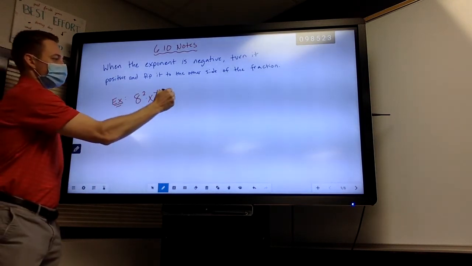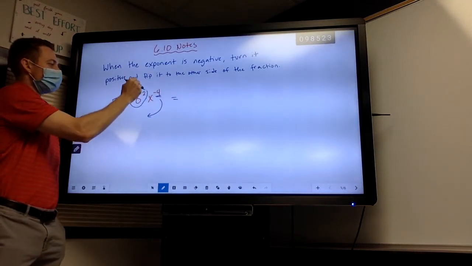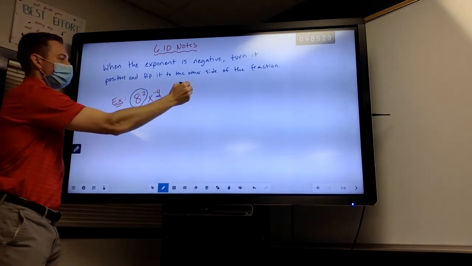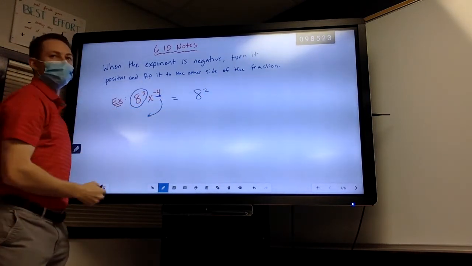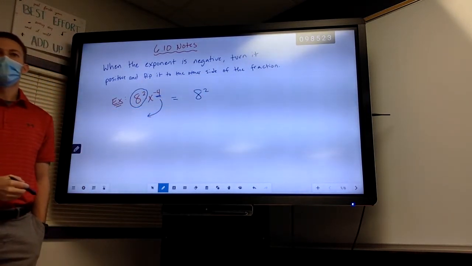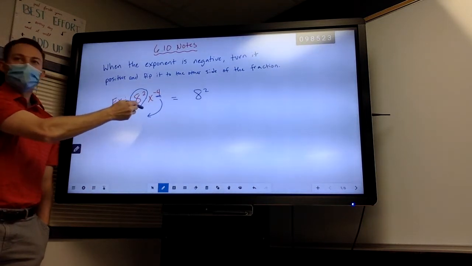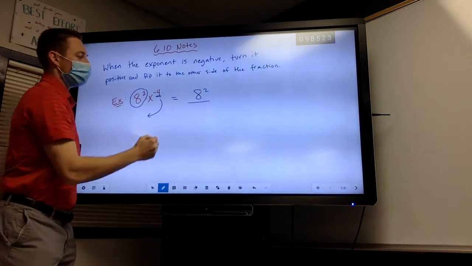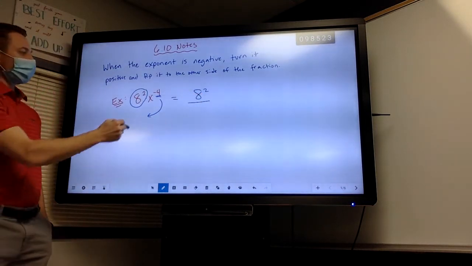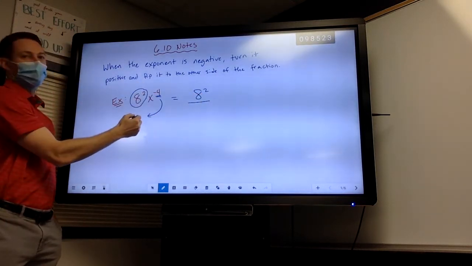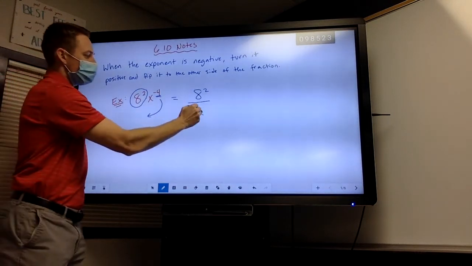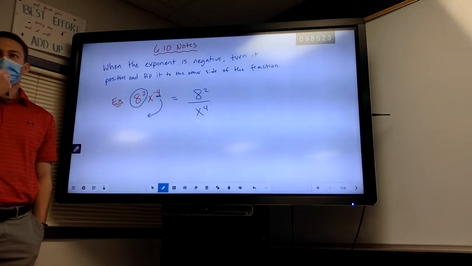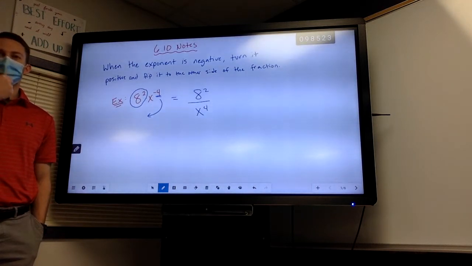So let's rewrite this. The 8 squared was a positive exponent, so we don't move it at all. We're going to leave it 8 squared as is on top. Do we have a fraction right now? No, so we have to make our own. So let's make our own fraction. And on the bottom of the fraction, we're moving this x to the negative 4 down, and we're going to write it as x to the positive 4. So if you don't have a fraction, you just make the fraction.